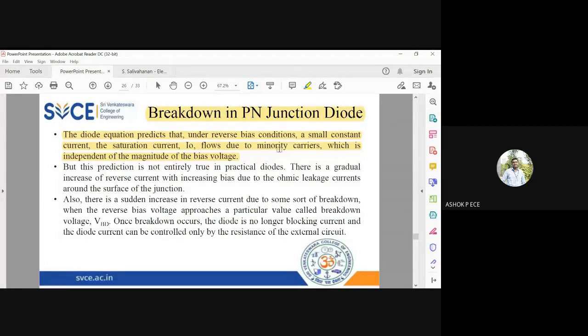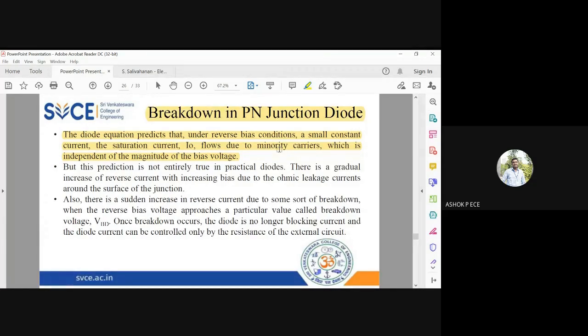Same condition here. This breakdown happens only in reverse bias because the majority carriers cannot cross. Only the minority carriers will produce a very small current called the reverse saturation current. Ideally this current is zero, but practically it will be in the order of microamperes or nanoamperes. Whenever you increase the reverse bias voltage, slowly the reverse current will increase.